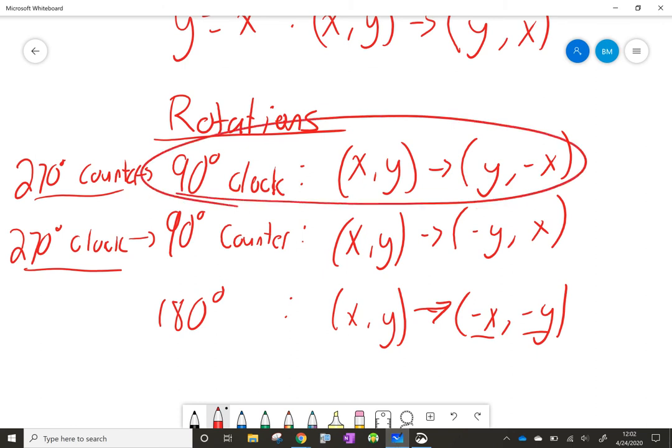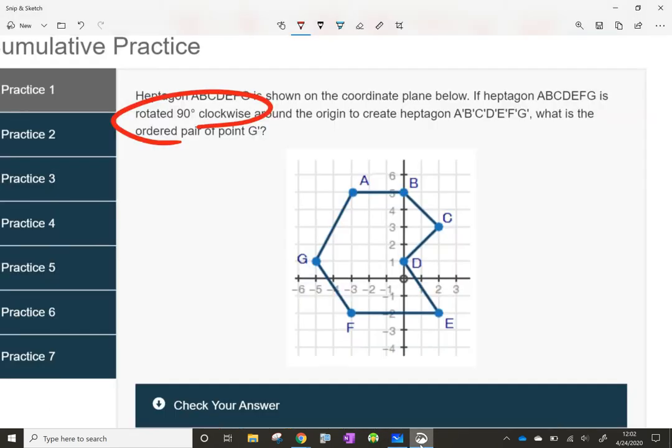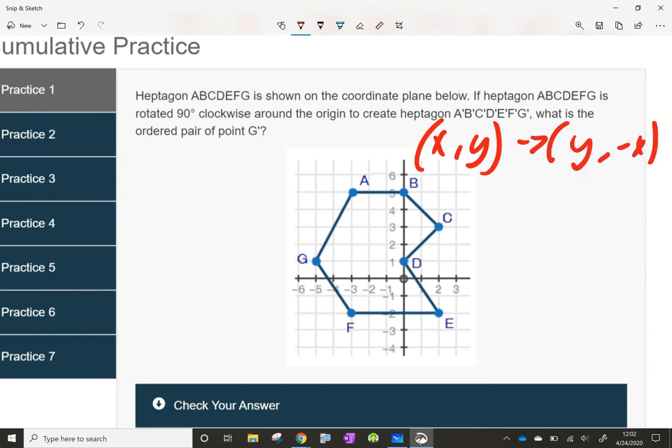(x, y) switches to (y, negative x). So (x, y) will switch to (y, negative x). So let's follow this rule. Now, given all these points, it's only asking for the point of G prime. So how will G turn? G starts at the ordered pair, if we look at the ordered pair of G, or regular G, it starts at negative 5, 1, right? Negative 5, 1 is the point there.